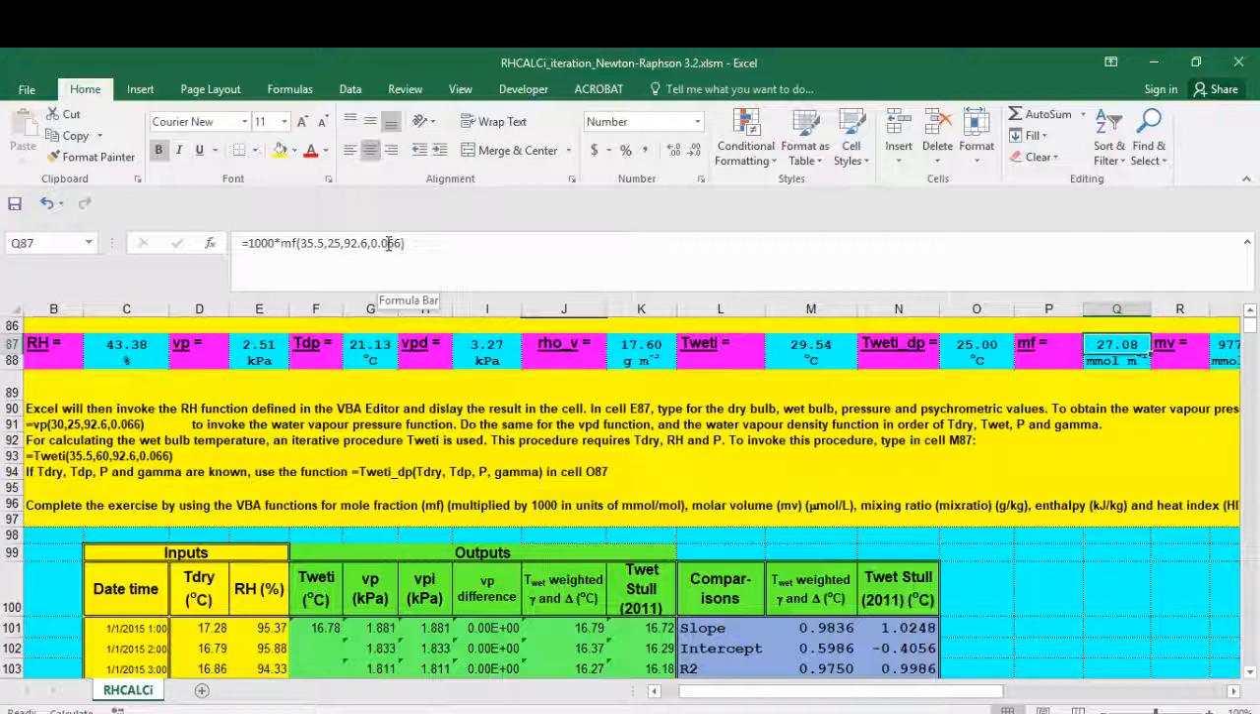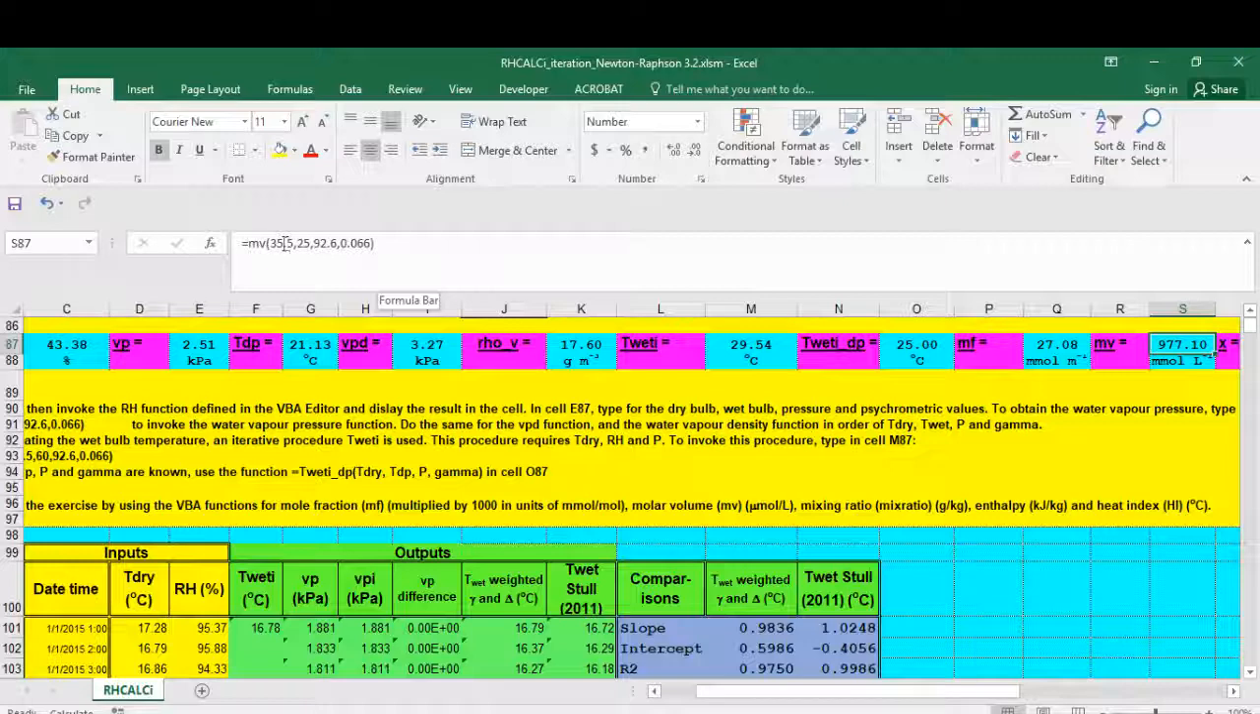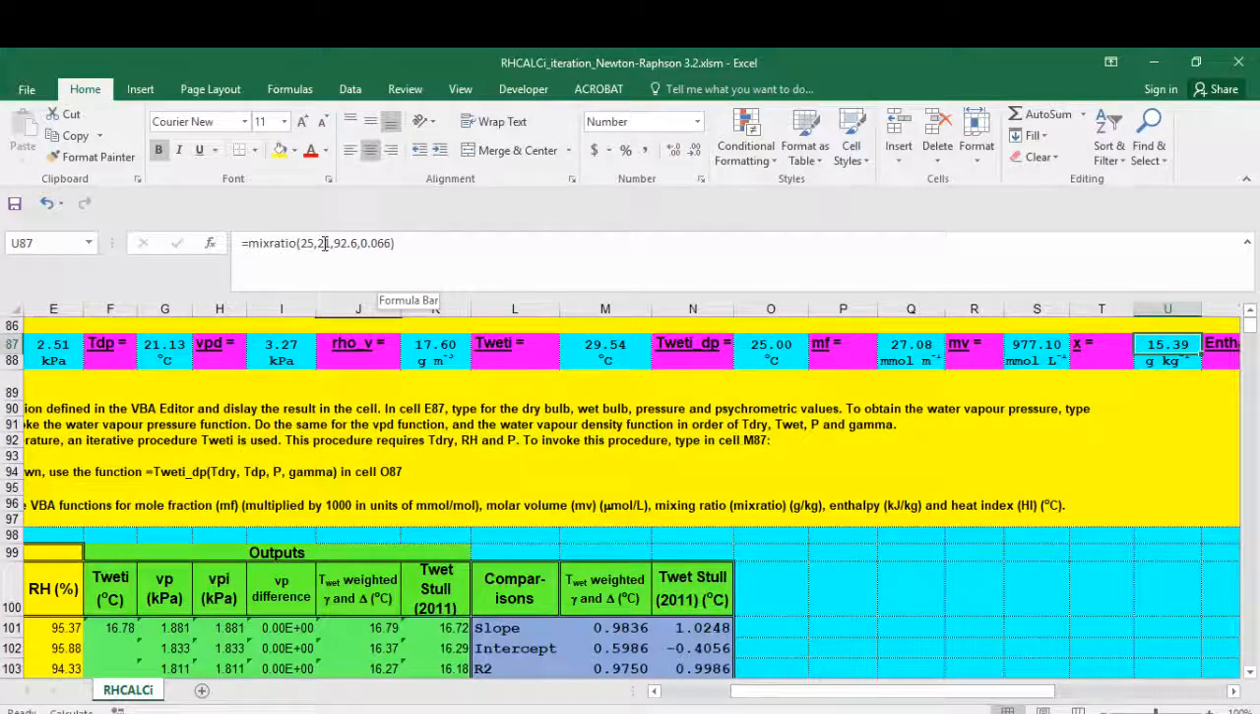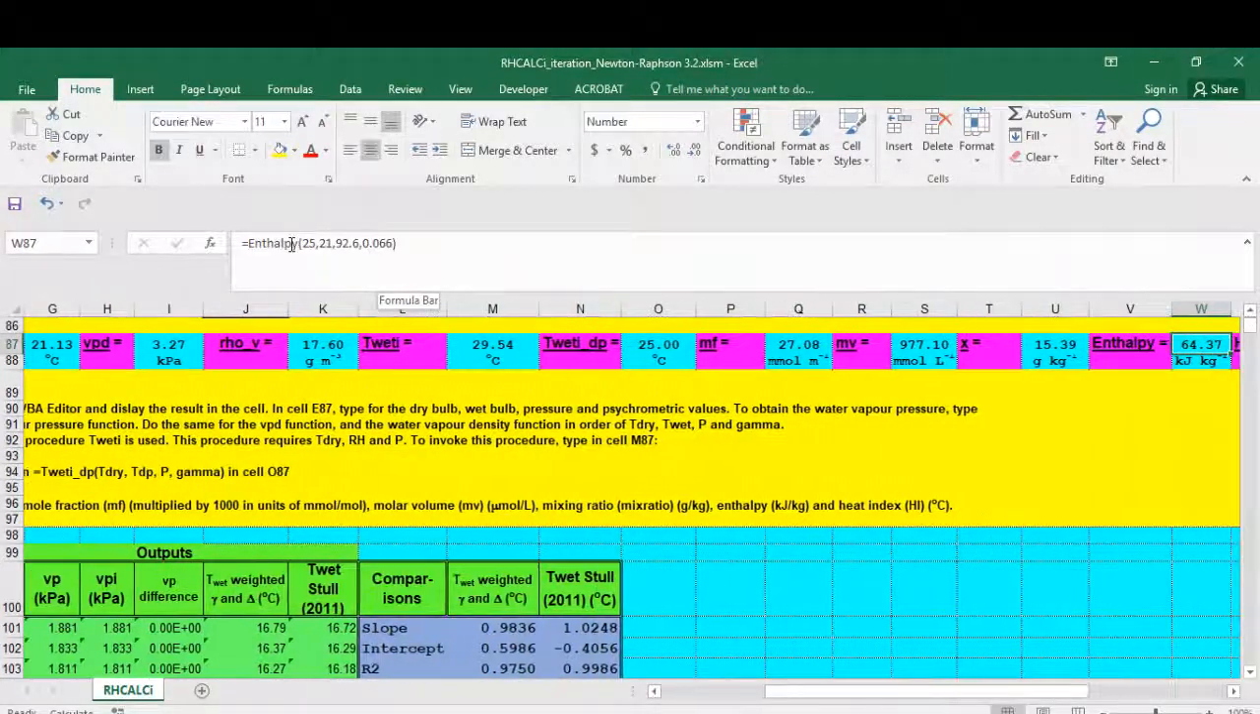The mole fraction is in millimoles per cubic meter, so it's 1,000 times MF is the function. Same inputs as before with the wet bulb. The molar volume, dry bulb, wet bulb, and so on, in millimoles per liter. And then the mixing ratio in grams per kilogram is mix ratio. Enthalpy, dry bulb, wet bulb, atmospheric pressure, psychrometric constant, in kilojoules per kilogram.